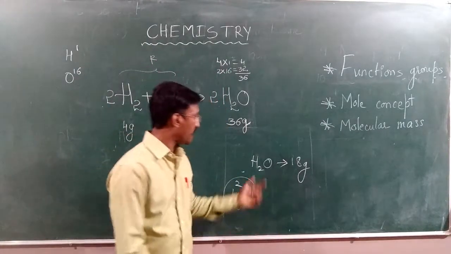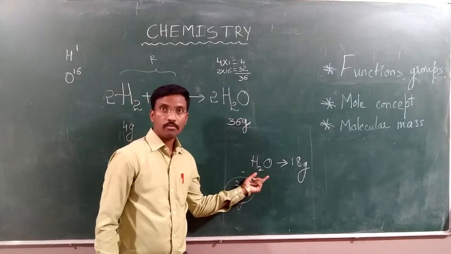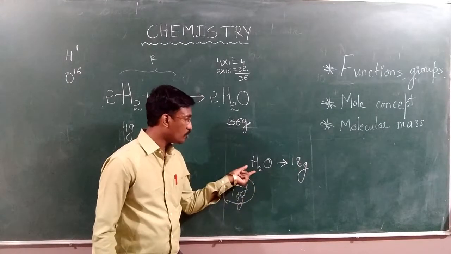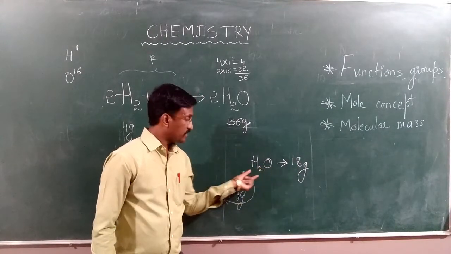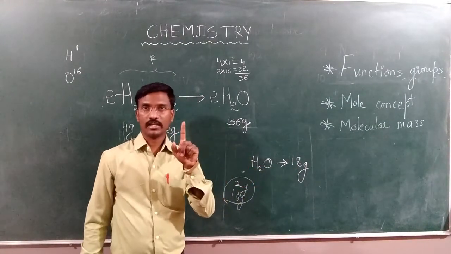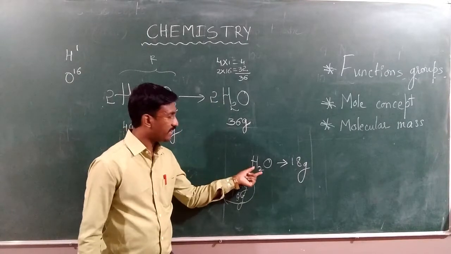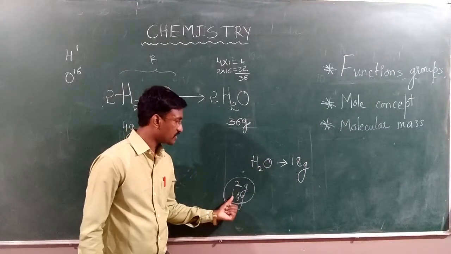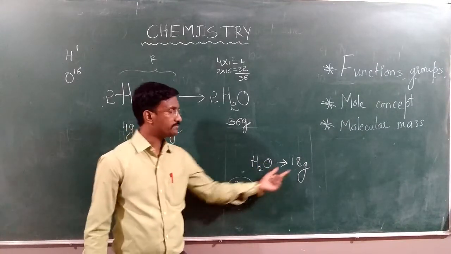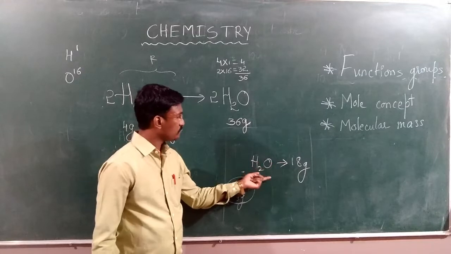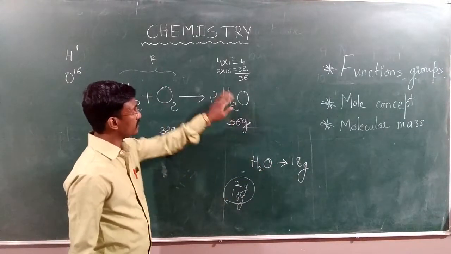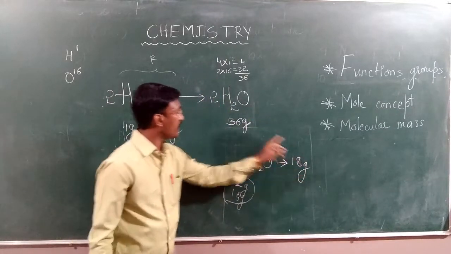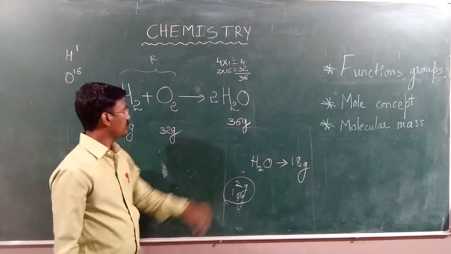Here hydrogen and oxygen together make water. The molecular mass of water is 18 gram. How? Water contains 2 hydrogens and 1 oxygen. Each hydrogen has mass 1, therefore 2 hydrogens total 2 gram. 1 oxygen carries 16 gram. 16 plus 2 is 18 gram. Similarly, why I have written 36: can you see here? The number of water molecules is 2. 18 twos are 36. Same thing.